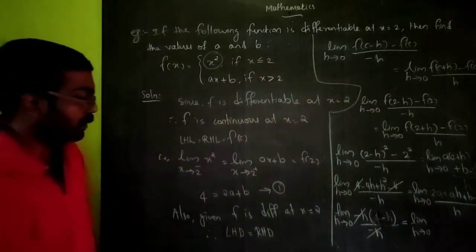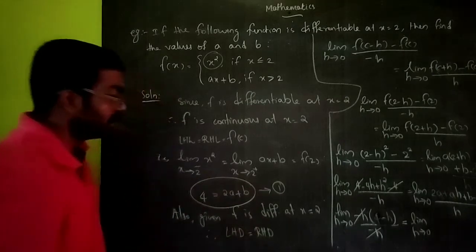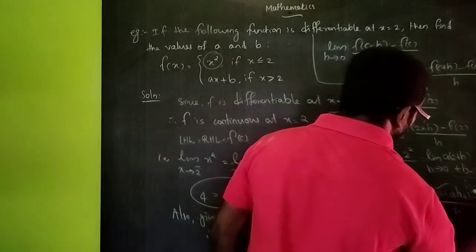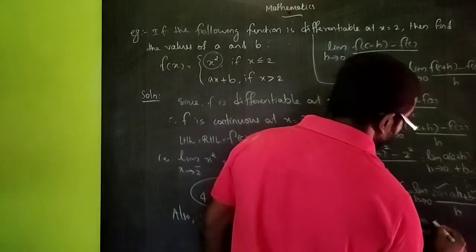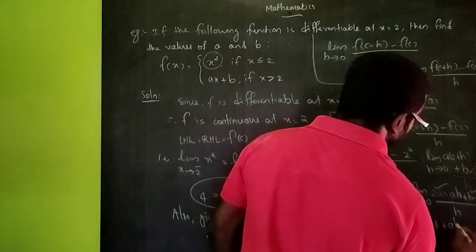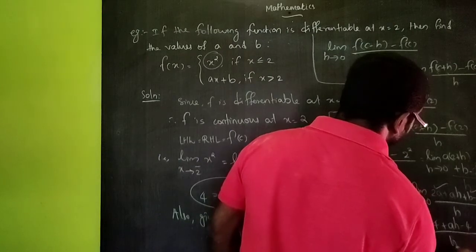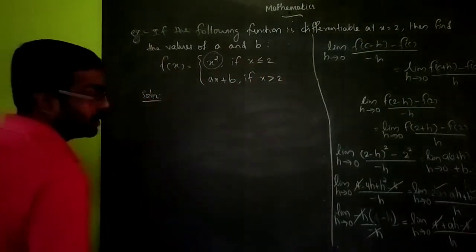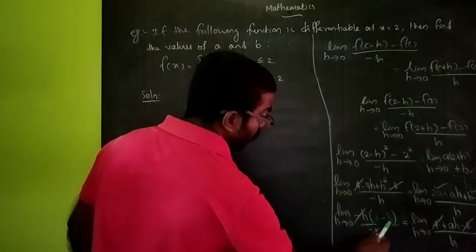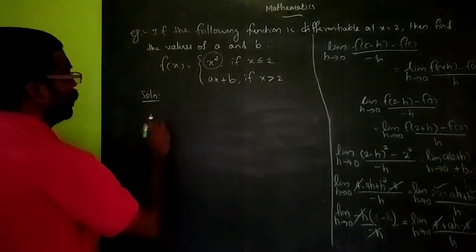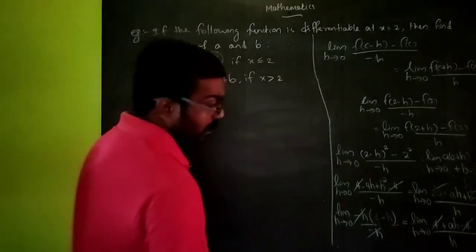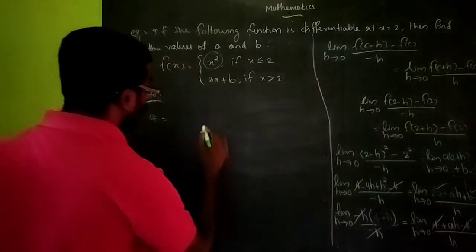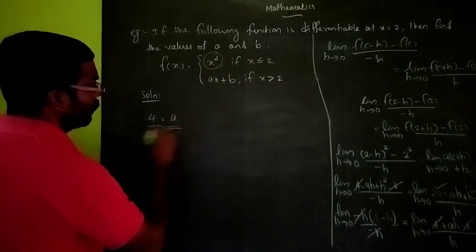From equation 1 we can say 2a plus b is equal to 4. Here 2a plus b, that we can combine and write 4. 4 plus ah minus 4 divided by h. 4 and minus 4 we can cancel. So here we can apply the limit h tends to 0. 4 minus 0. 4 is equal to... And here h and h again cancel. We get a, or a equal to 4.